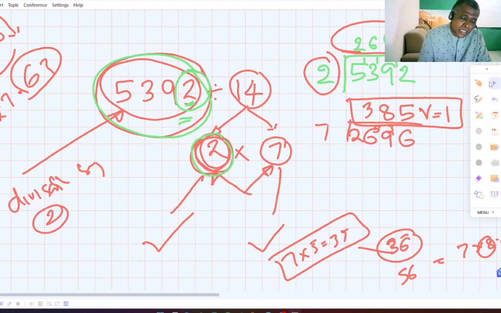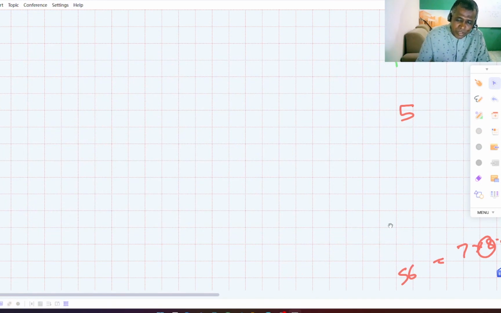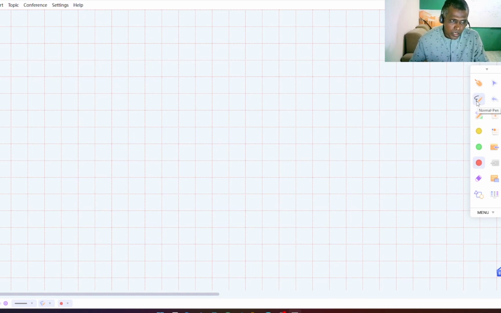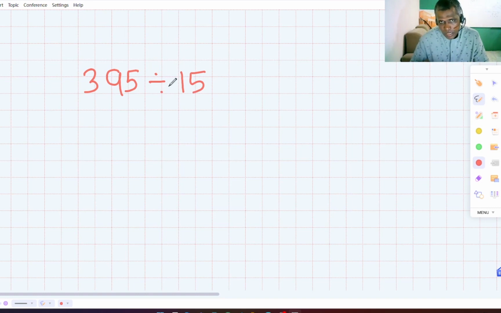I will show you another way of doing something. I am thinking about a question that is possible to make. For example, I am thinking of something like 395, and you want to divide it by 15. I'm thinking something like this now.